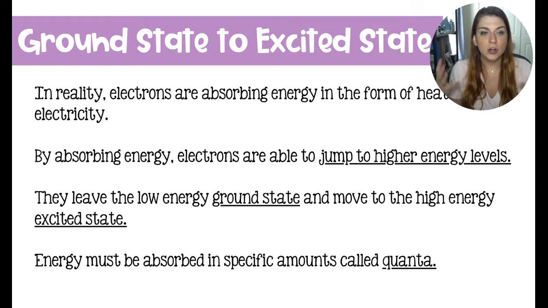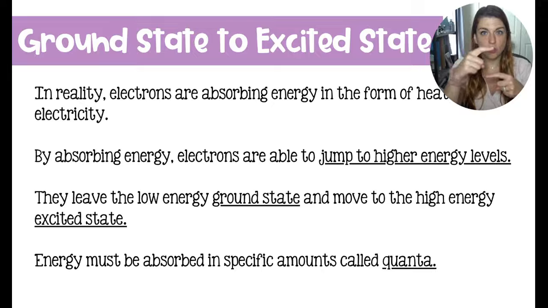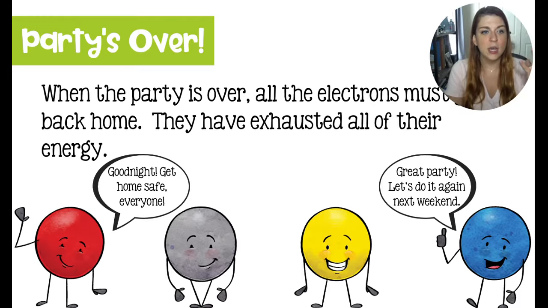When they get this energy, they are able to overcome their attraction to the nucleus and jump up to higher energy levels. But the ground state and the nucleus will still always be calling them home, because that force of attraction will never be totally broken unless that electron totally leaves the atom. So they are going to be attracted. They're going to want to go back down to ground state. The electrons have to absorb a specific amount of energy to get from ground to excited. So when the party is over and all of the energy has been spent, they have to go back home to their ground state.